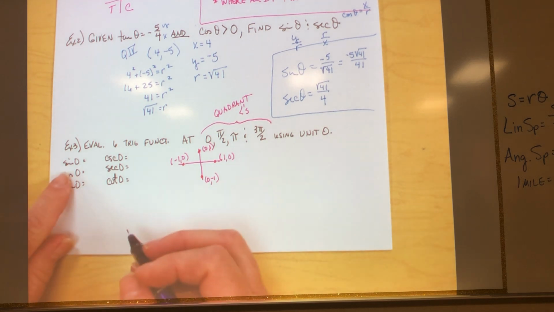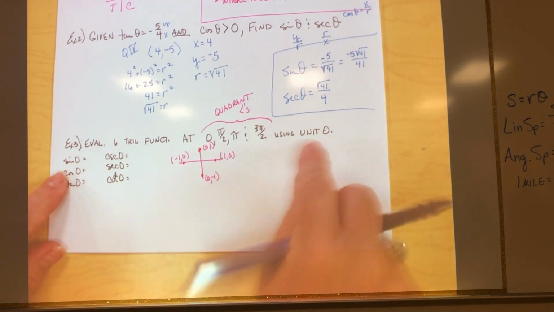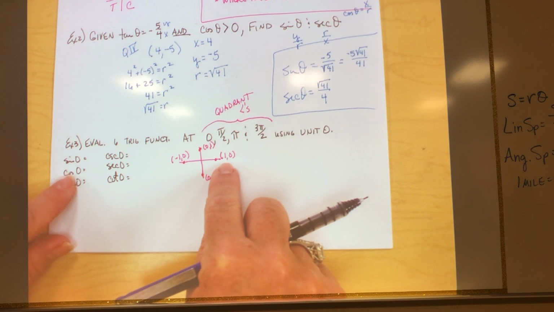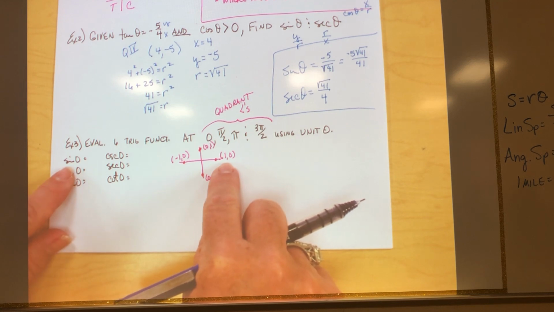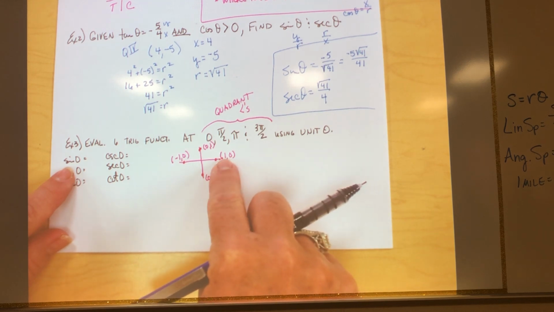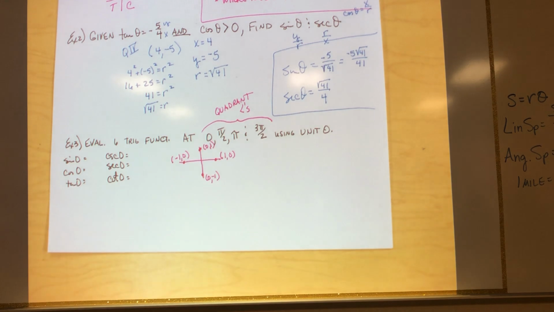First of all, if I'm on the unit circle, sine is y, cosine is x, tangent is y over x. That's it, people. You don't even have to look at the unit circle. Tell me what the sine is. 0. Sine is y, cosine is x, tangent's y over x.